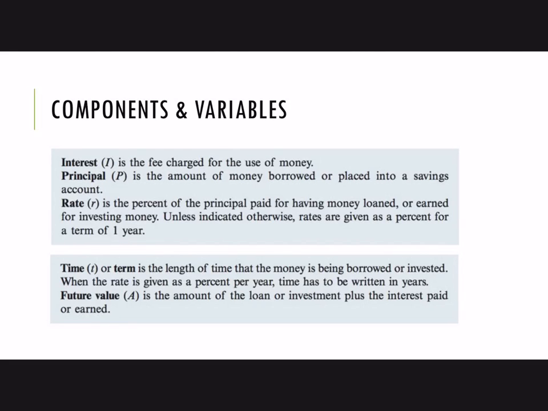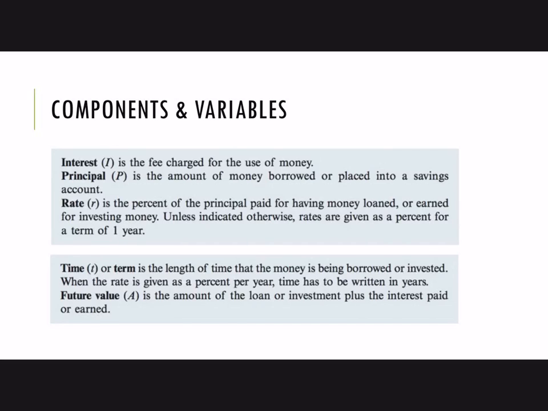Now there are some terms that we need to know to be able to calculate and work with simple interest. First off, we have interest, which is the fee charged for the use of money, and we use a capital I to represent interest. Principal, represented by a capital P, is the amount of money that's borrowed or placed into a savings account. This is called principal because it's the first or the starting amount. It's kind of like the initial amount.